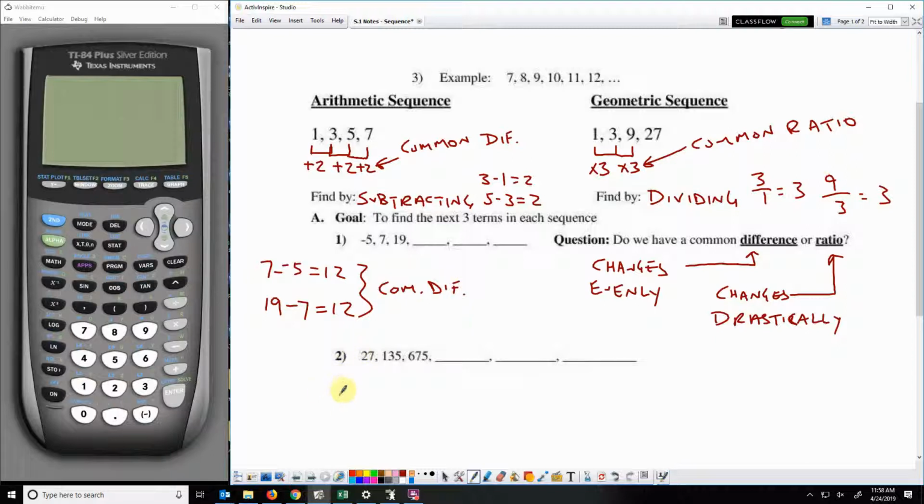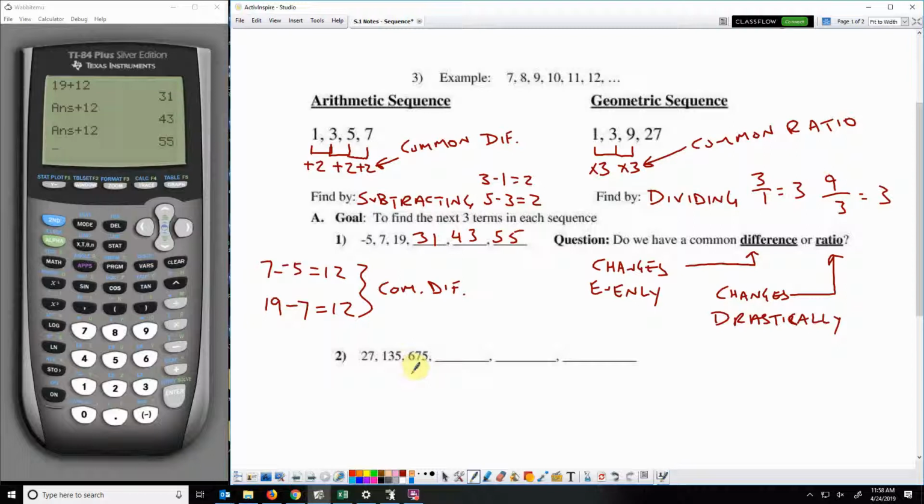So that means I want to continue to add 12. So I've got 19 plus 12 is 31. Plus 12 is 43. Plus 12 is 55. So those are my next 3 terms: 31, 43, 55.